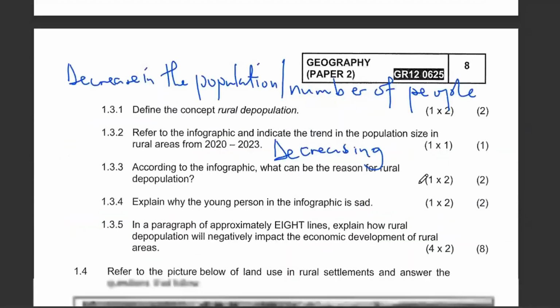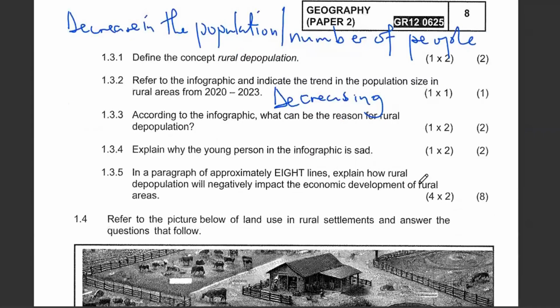So by mere looking at those factors, we can try to qualify them as the causes or the reasons behind rural depopulation. So we can say, we can talk of drought as one factor. Because of persistent droughts in the rural areas, people are no longer interested in staying in the rural areas. Or we can qualify it as climate change.